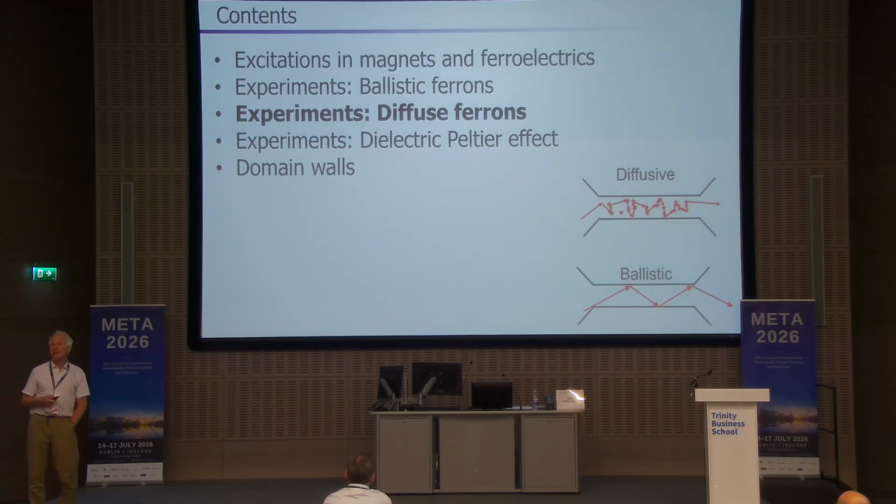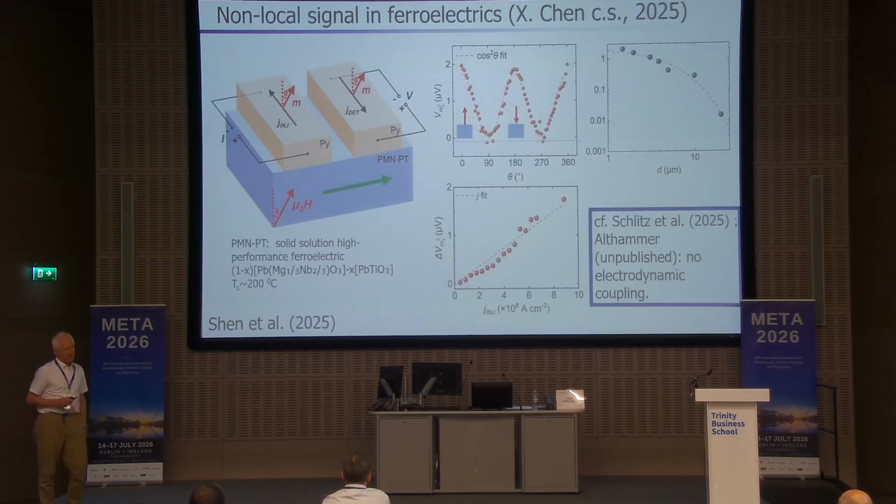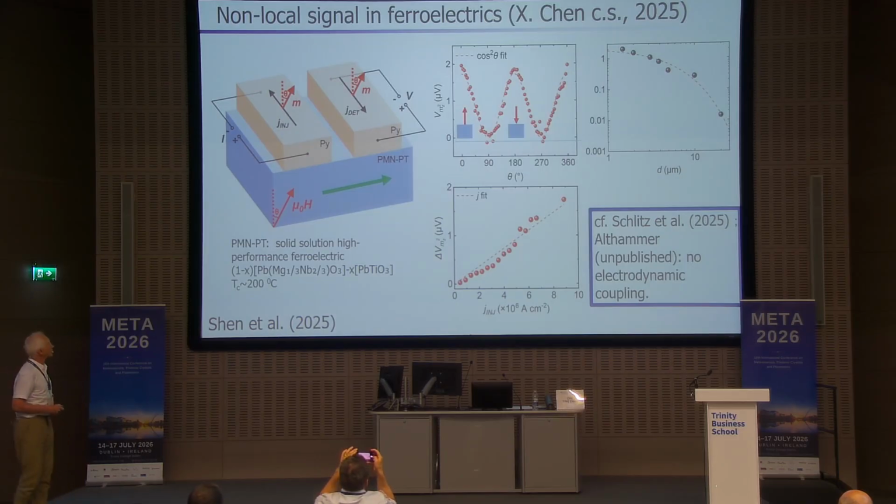Next experiment. So this was clearly a ballistic signal. We saw that the signal is transported ballistically in the film. But usually the transport of magnons and also ferrons is diffusive. Now, to study this, the group of Xianzhi Chen has done non-local experiments in which, on a ferroelectric, they put on two electric contacts of a metallic ferromagnet.